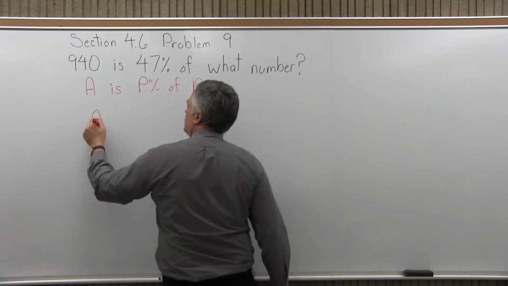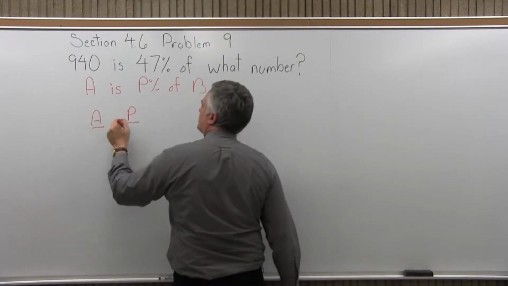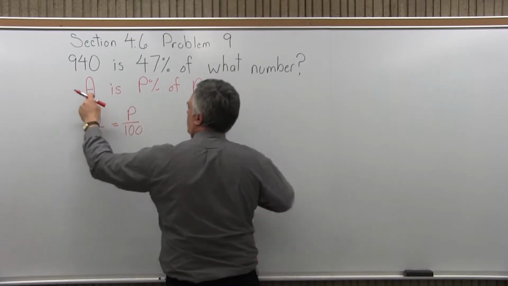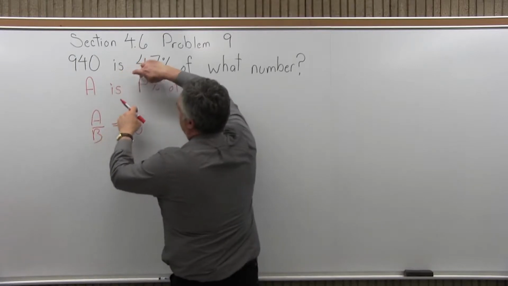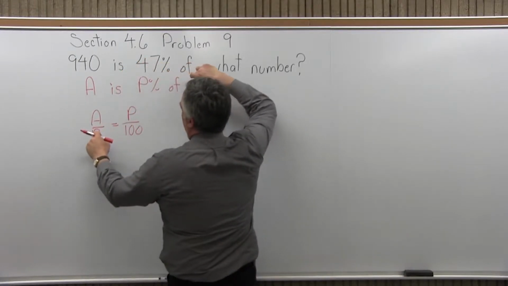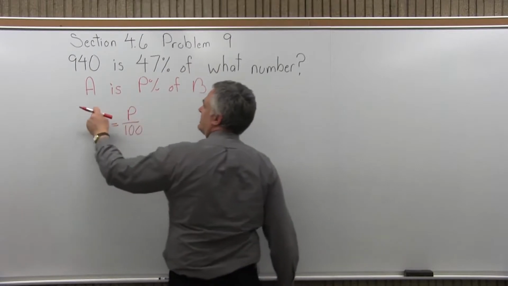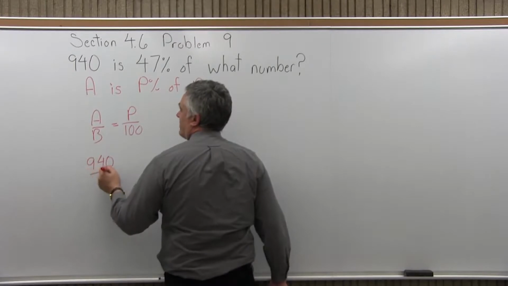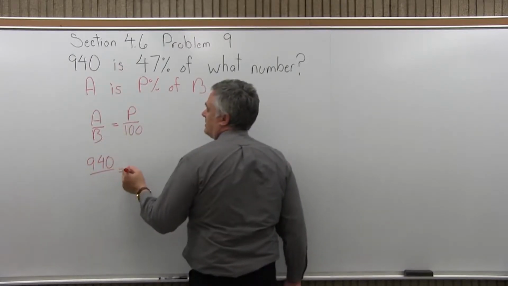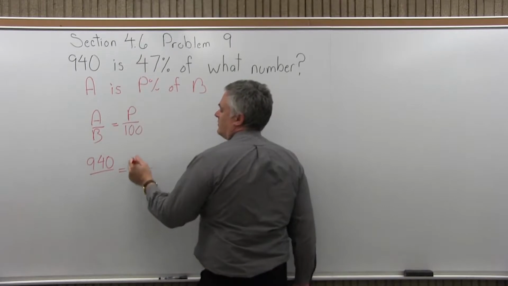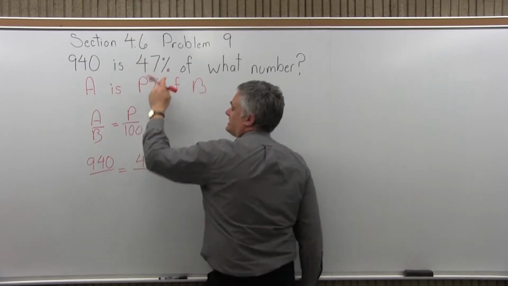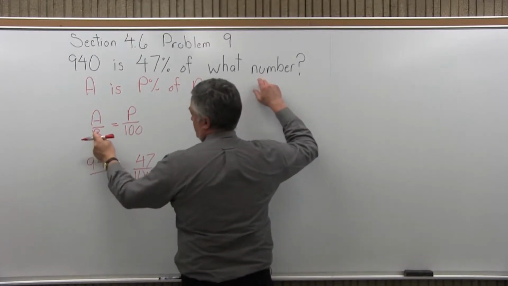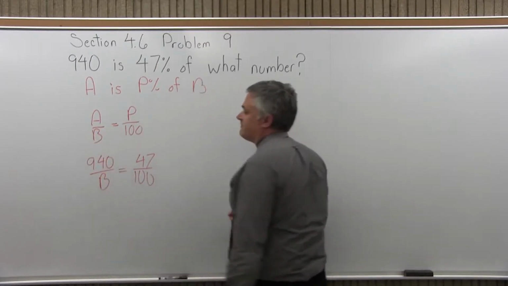As we fill it in, you want to use the formula A over B equals P over 100. I think of it as just going around the circle: A is P% of B. So as we fill this in, the A matches with 940. Is becomes equals. P will be 47. Percent is 100. And then what number is the unknown? We just leave that as a variable, B.